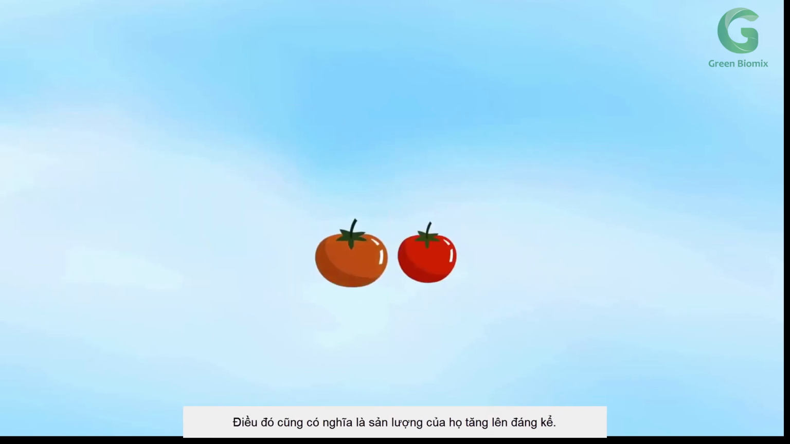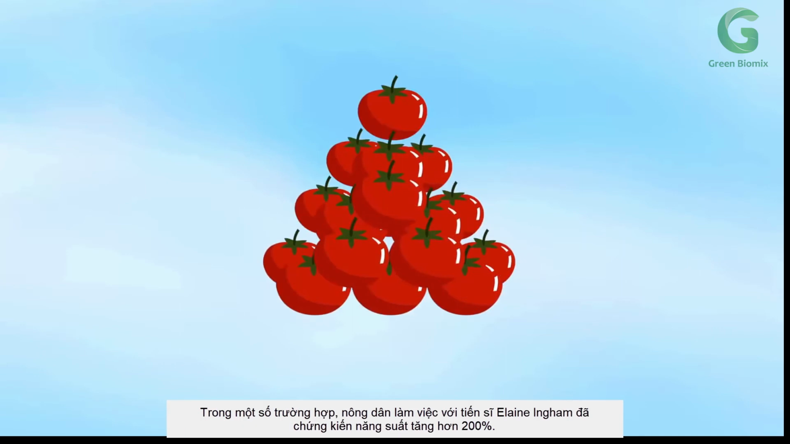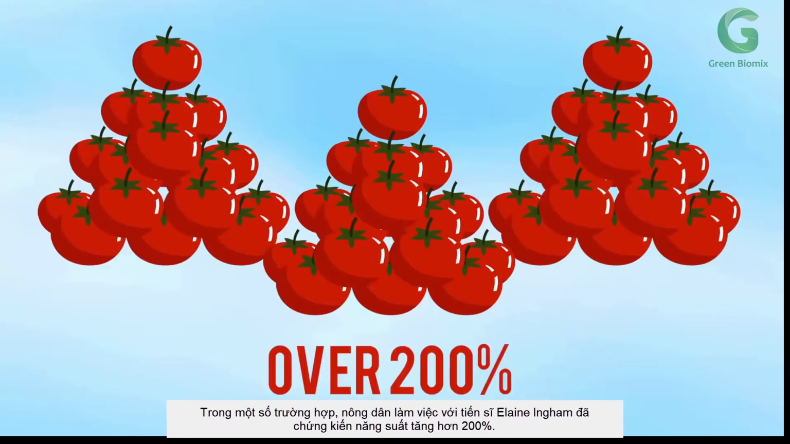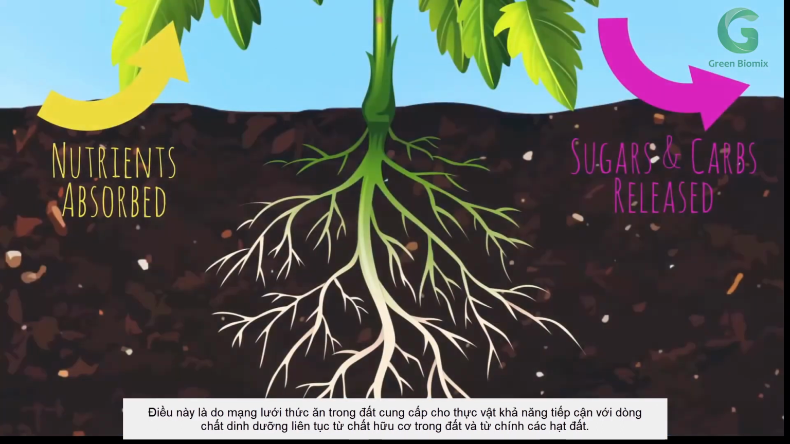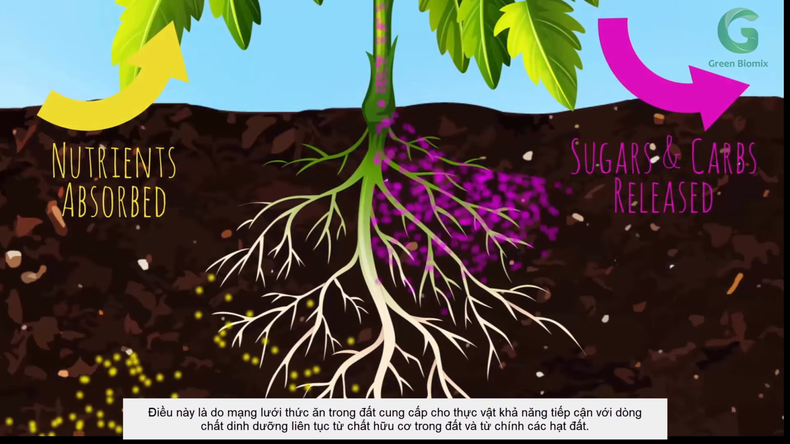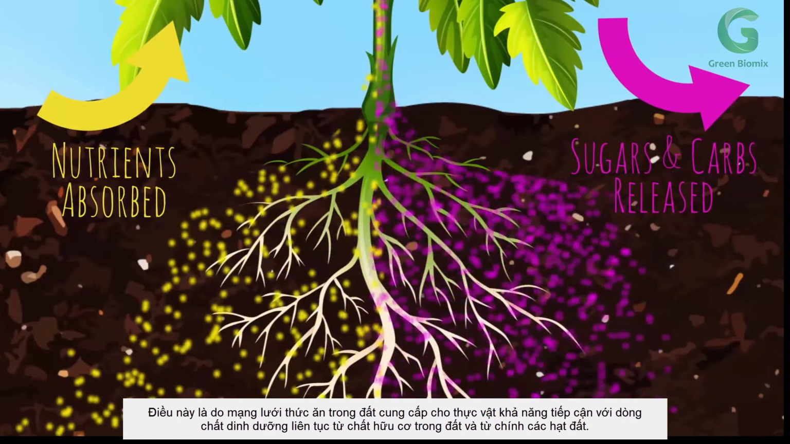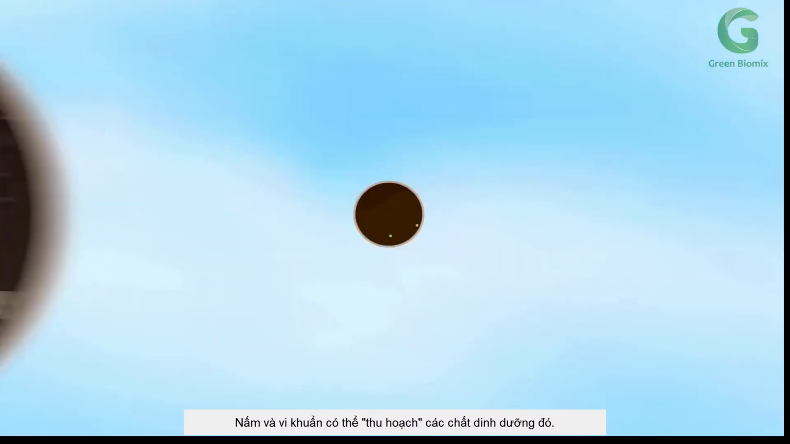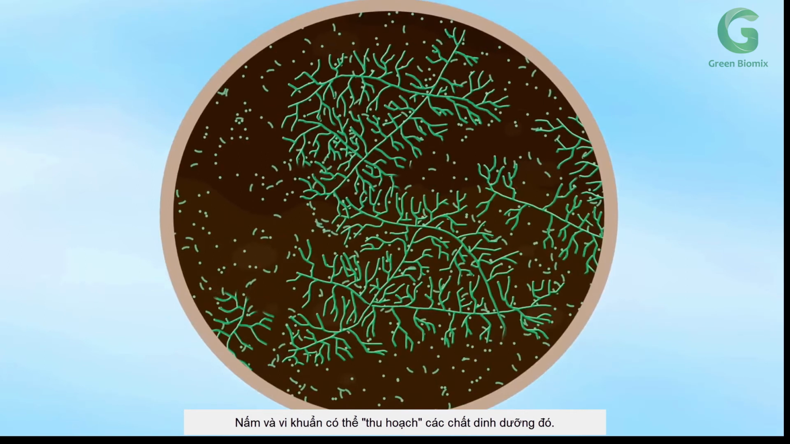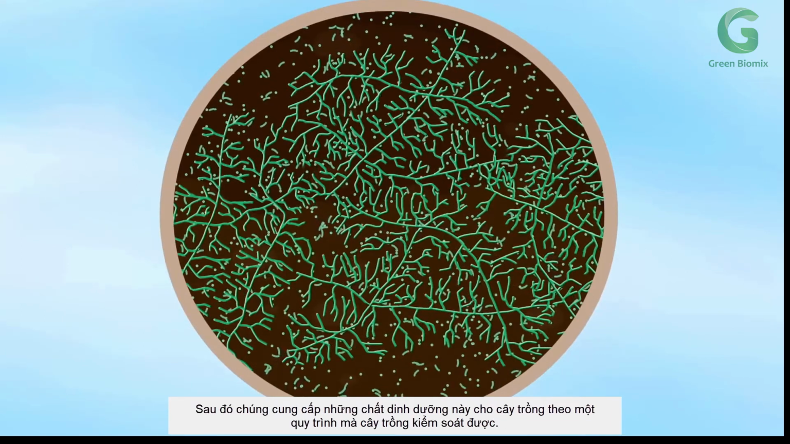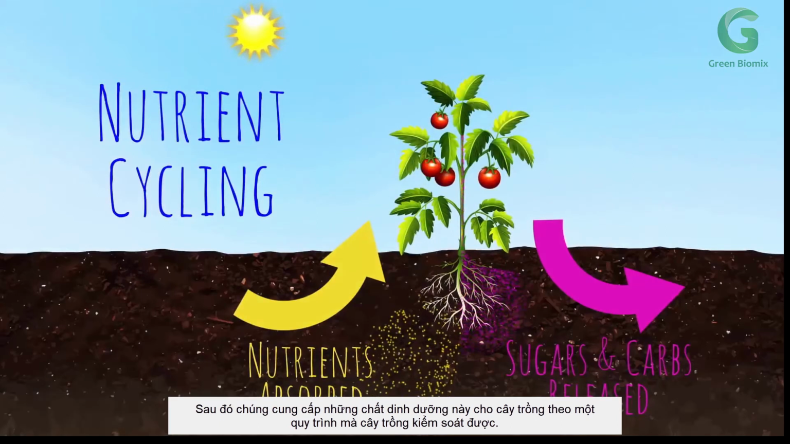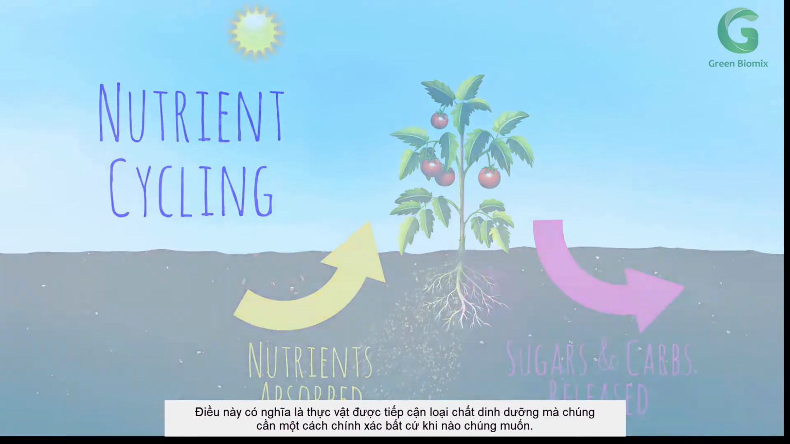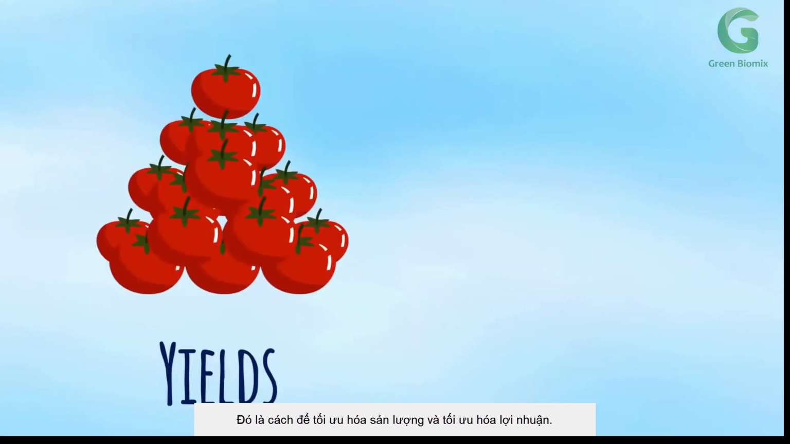It also means that their yields increase dramatically. In some cases, farmers working with Dr. Elaine Ingham have seen yields increase by over 200%. This is because the soil food web provides plants access to a constant flow of nutrients from soil organic matter, and from the soil particles themselves. That's right, sand particles contain nutrients, and guess what? Fungi and bacteria can harvest those nutrients. They then make these available to the plant in a process that the plant actually controls. This means that plants get access to the type of nutrients they need precisely when they need them. That's how you maximize yields and optimize profits.